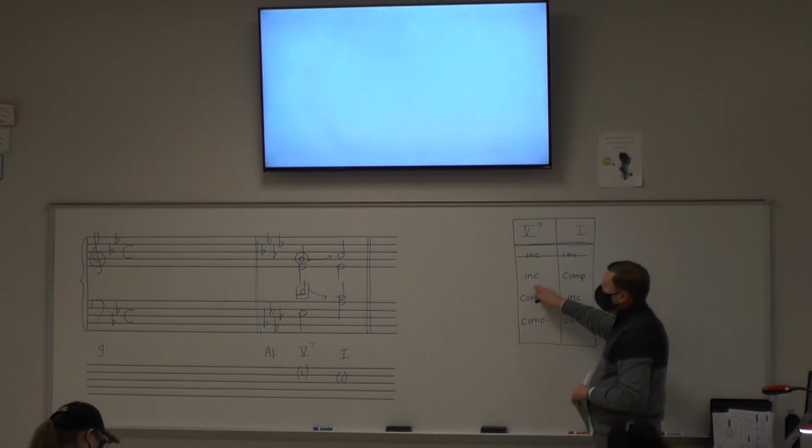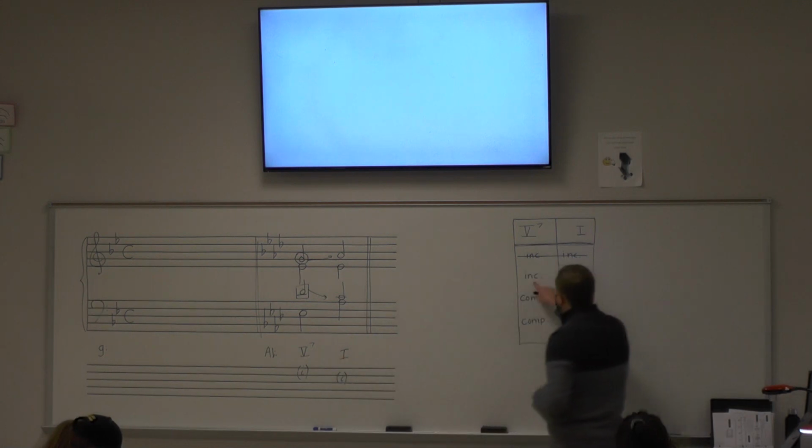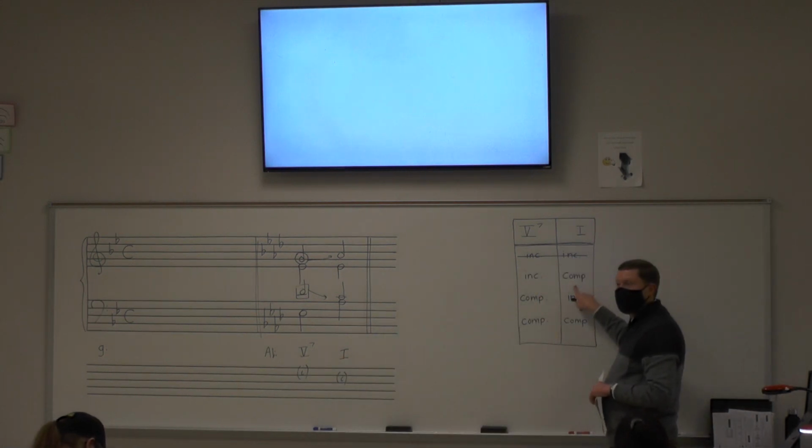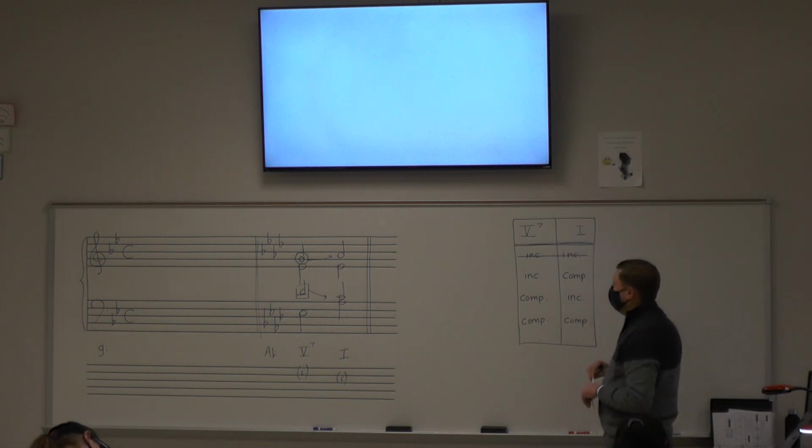When you start with an incomplete 5/7, as I did here, you are guaranteed to have a complete tonic chord. And I mean by that 2 roots, a third, and a fifth. Everything doubled, all the notes there, as you would expect.